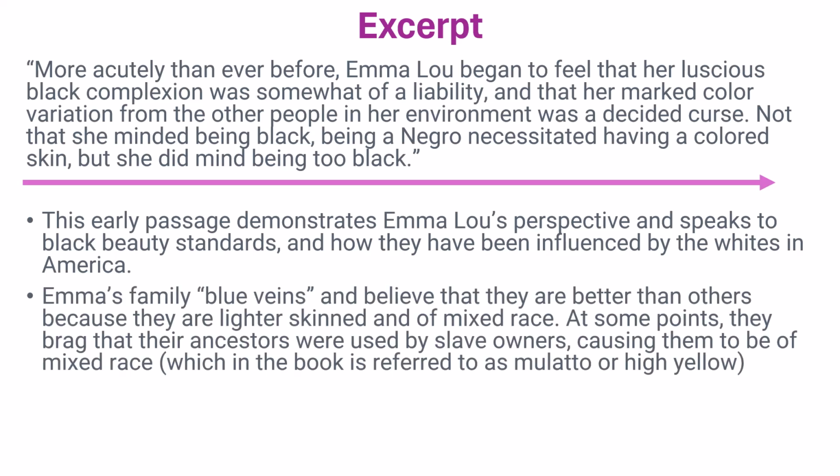Emma Lou's family have blue veins. They believe that they're better than others because they're lighter skinned and of mixed race. At some points, they brag about their ancestors being used by slave owners, causing them to be what in the book is referred to as mulatto or high yellow.